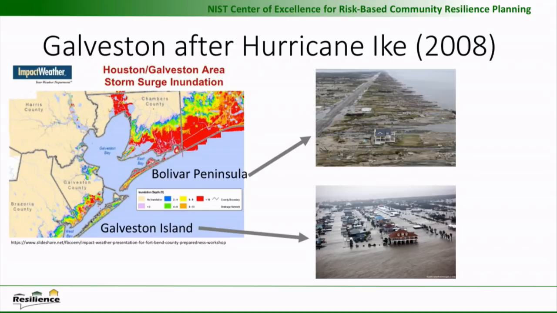You can see that the dirty side of the hurricane had a very different impact on Bolivar Peninsula with intense scouring and the destruction of almost all structures. On Galveston Island, which is much more urbanized than Bolivar, the damage was primarily flooding with considerable wind damage.